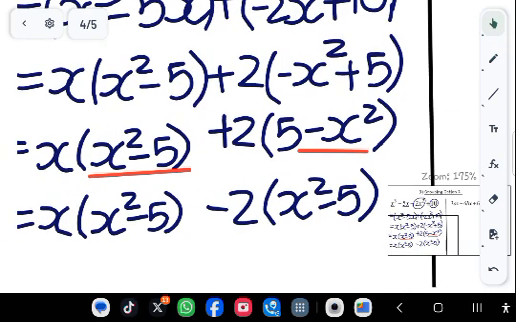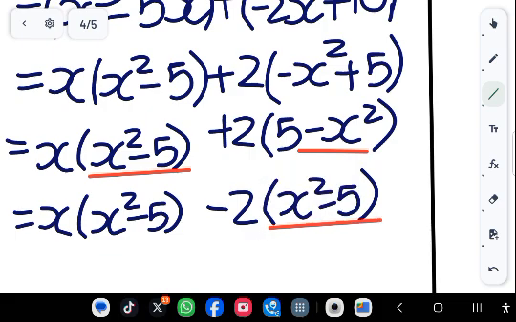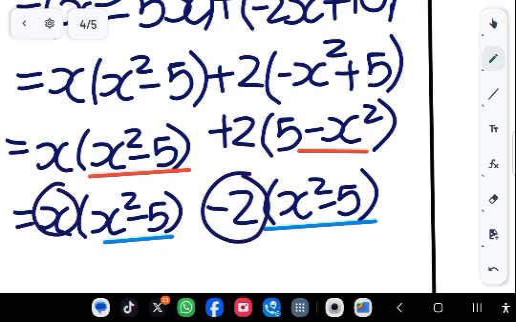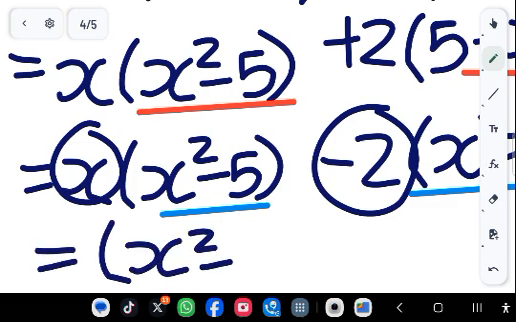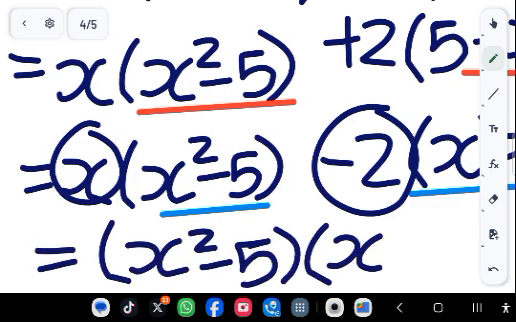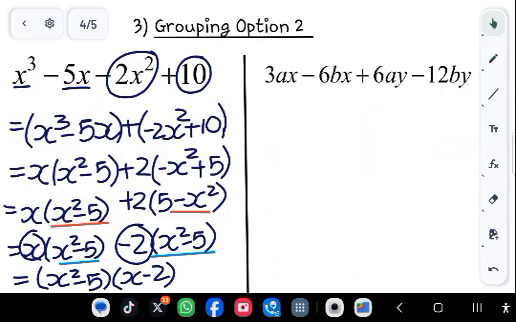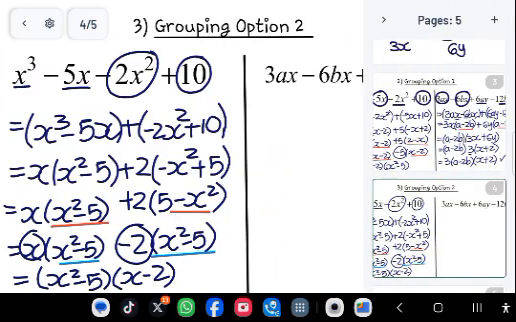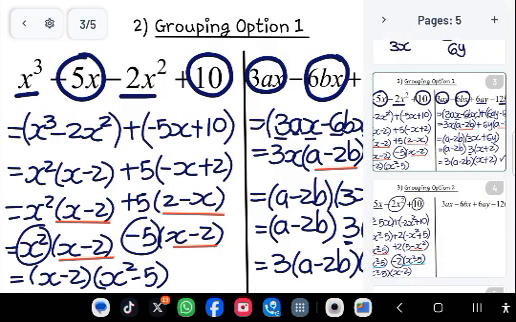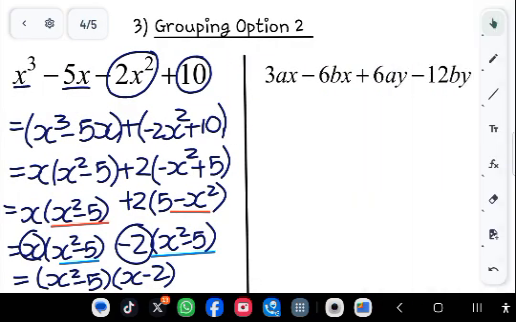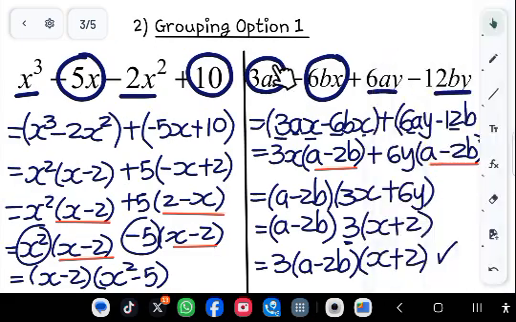They are identical now. Here they are. Let's make it blue. Now you can take out that common factor, and that will leave you with x and minus 2. So when you take out that common factor, that becomes x squared minus 5 and then x minus 2, which gives us exactly the same answer as we had in the first option, even though we paired a different group.